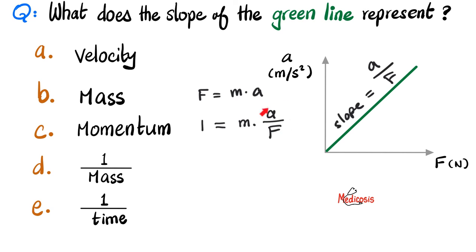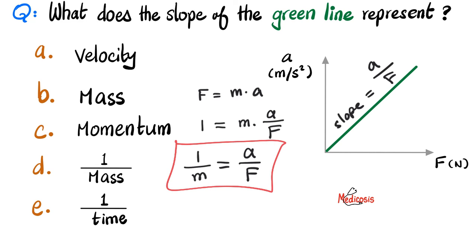But I want acceleration over force alone. Therefore, divide each side of the equation by mass. On this side, you have 1 over mass, and on the other side, you have acceleration over force. Is this what I want? Yes, I wanted acceleration over force. The slope equals acceleration over force. And acceleration over force is what? It is 1 over mass, making choice D the correct answer.